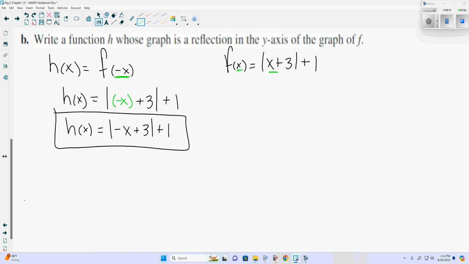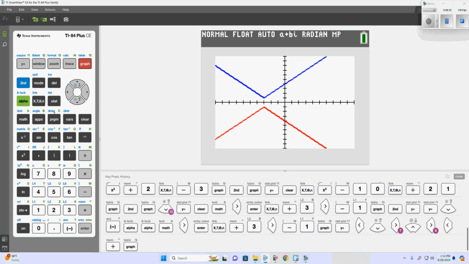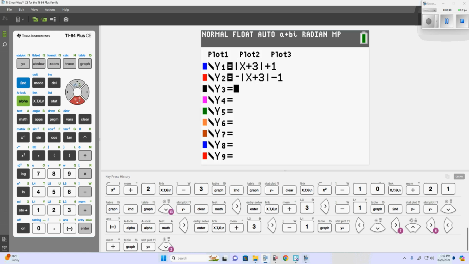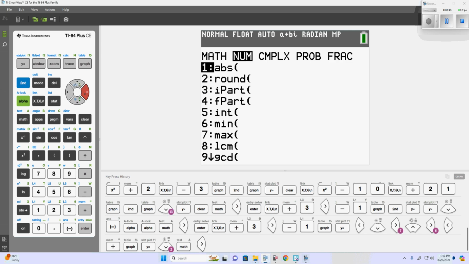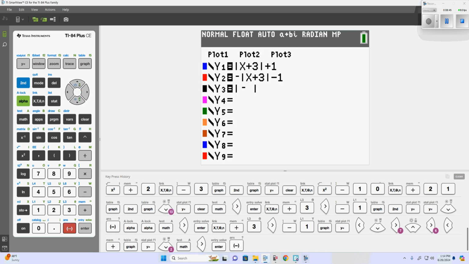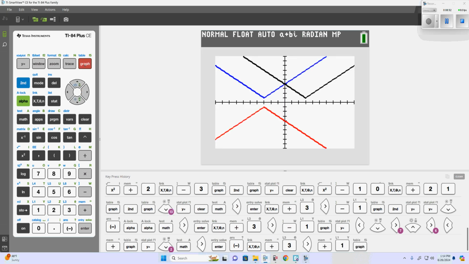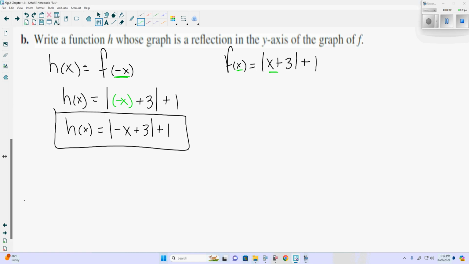Now I'll go on and graph it so we can see this here. The one in blue is our original function. The one in black is the new function, reflected across the y-axis. As we can see here, they are indeed mirror images of each other across that axis. So we have this here. We ready for the next one? More reflections.